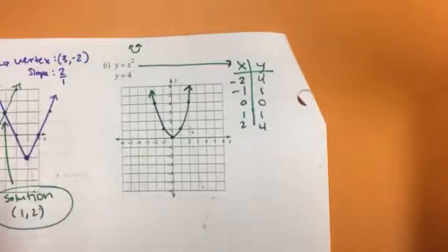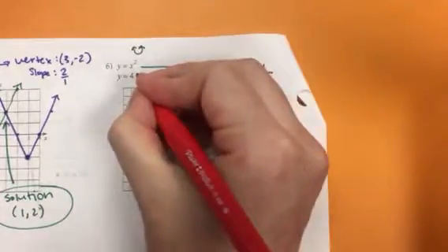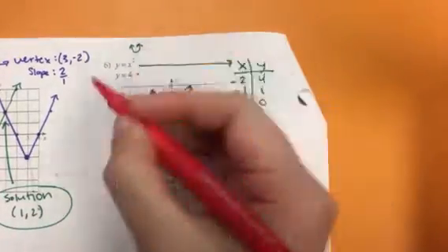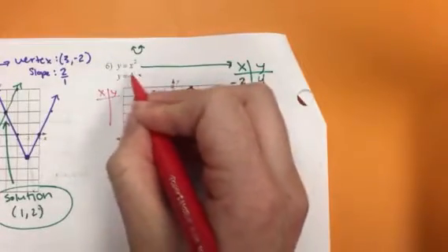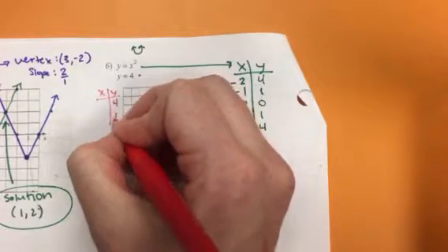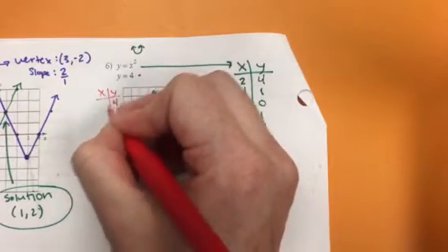And then we have y equals 4. I'm just going to make a table for that one. X, y. Y always equals 4. Y is always 4. Then I could just choose x's, any number.